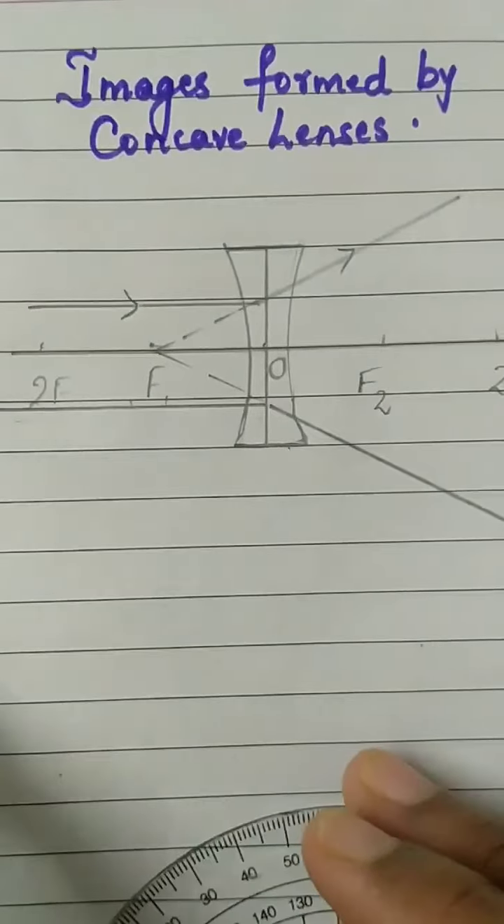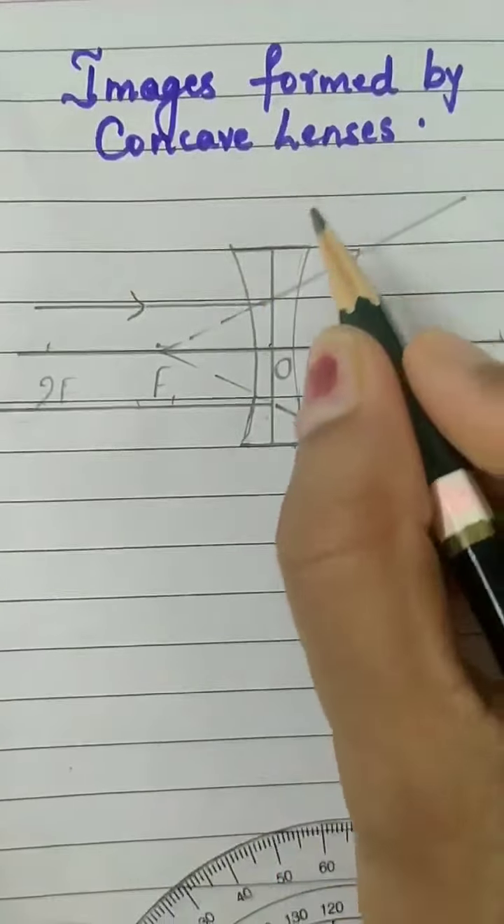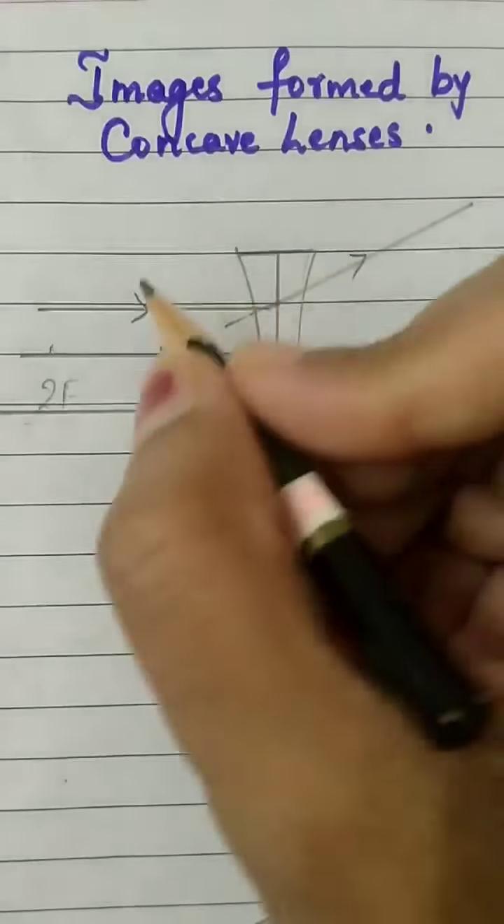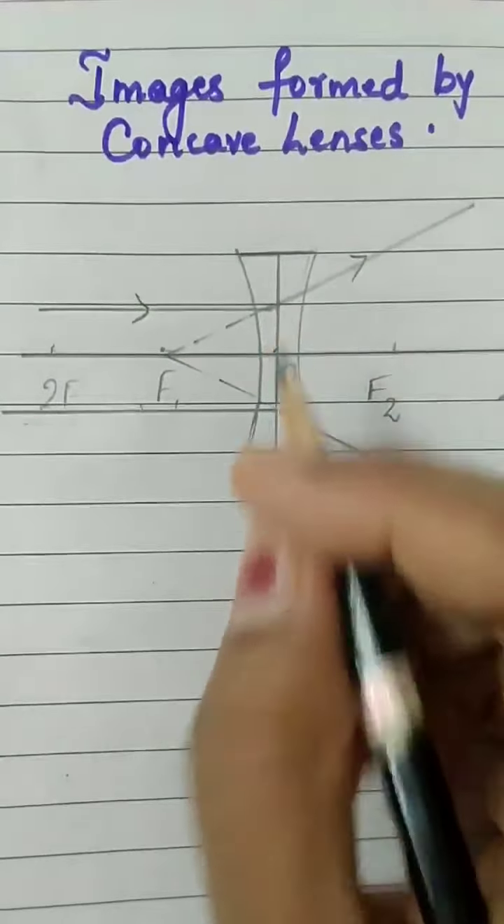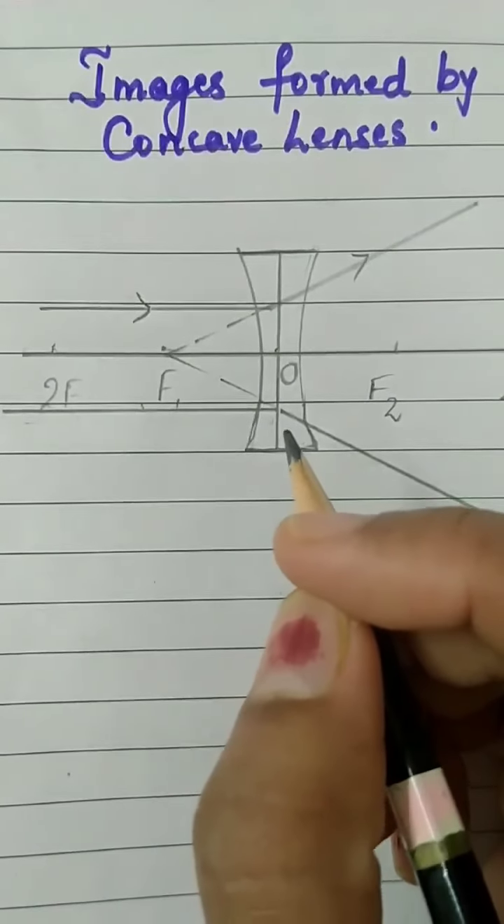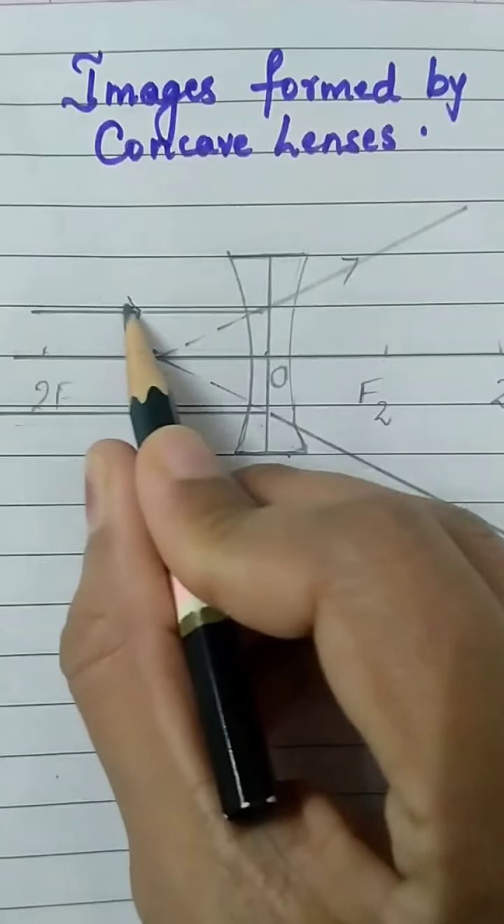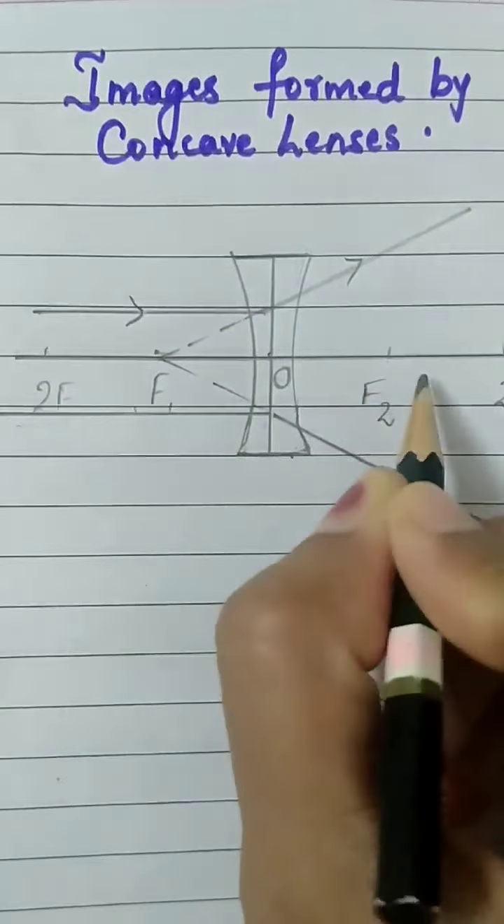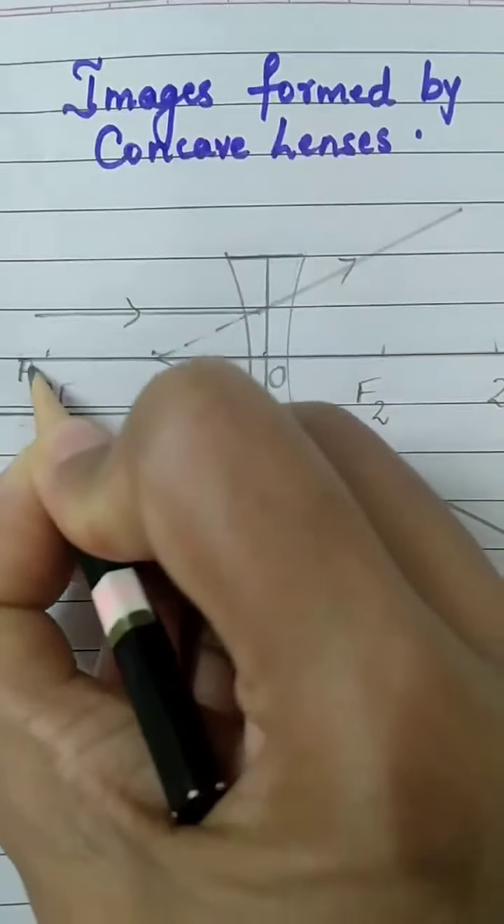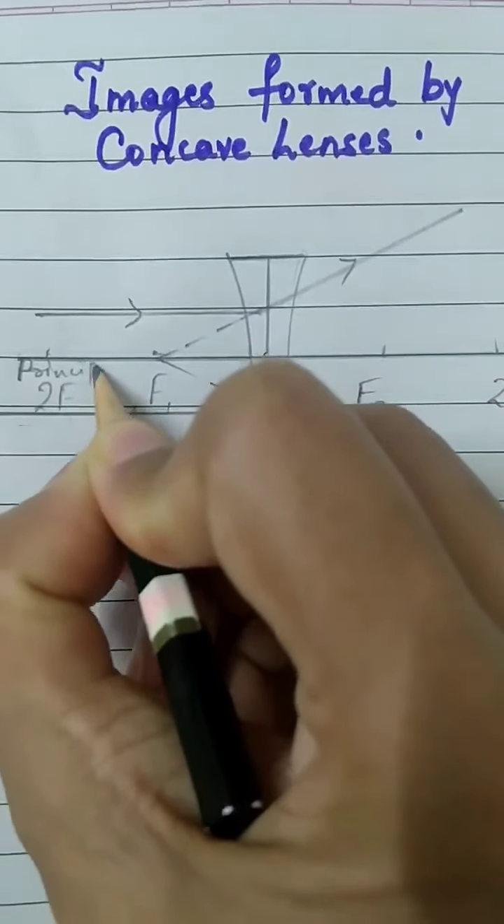Now before we get into the images formed by concave lens, you should go through the rules for drawing ray diagrams for concave lens. It's somewhat the same. I have shown you the rule. When the incident ray is parallel to the principal axis. Now this is a principal axis. How will you get it?